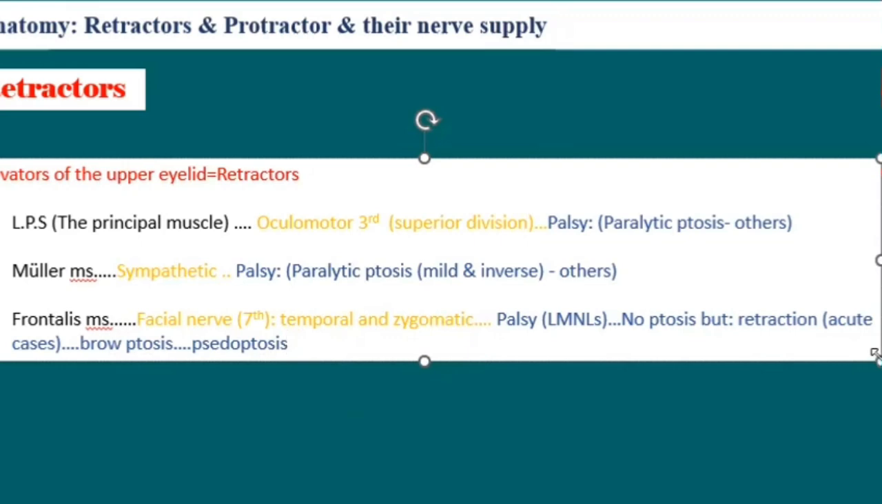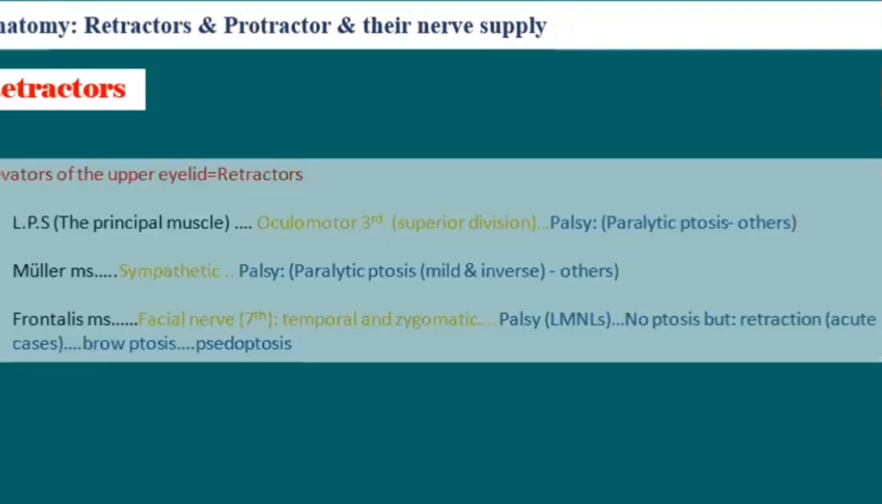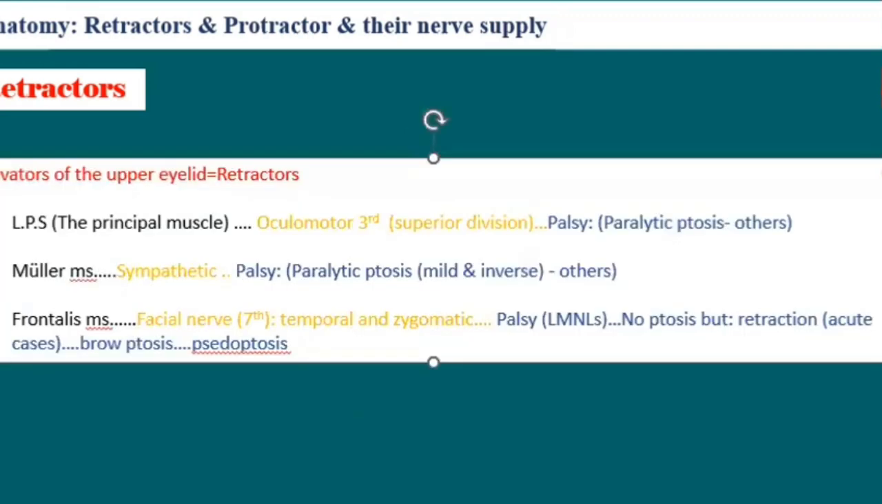And I hope we can cover it in one of the neuro classes, actually, or maybe cover it in ptosis, I don't know. But the most important point to be noticed is that the facial nerve supplies the frontalis, one of the muscles that can help in elevation of the upper eyelid, but facial nerve palsy doesn't result in ptosis, okay?